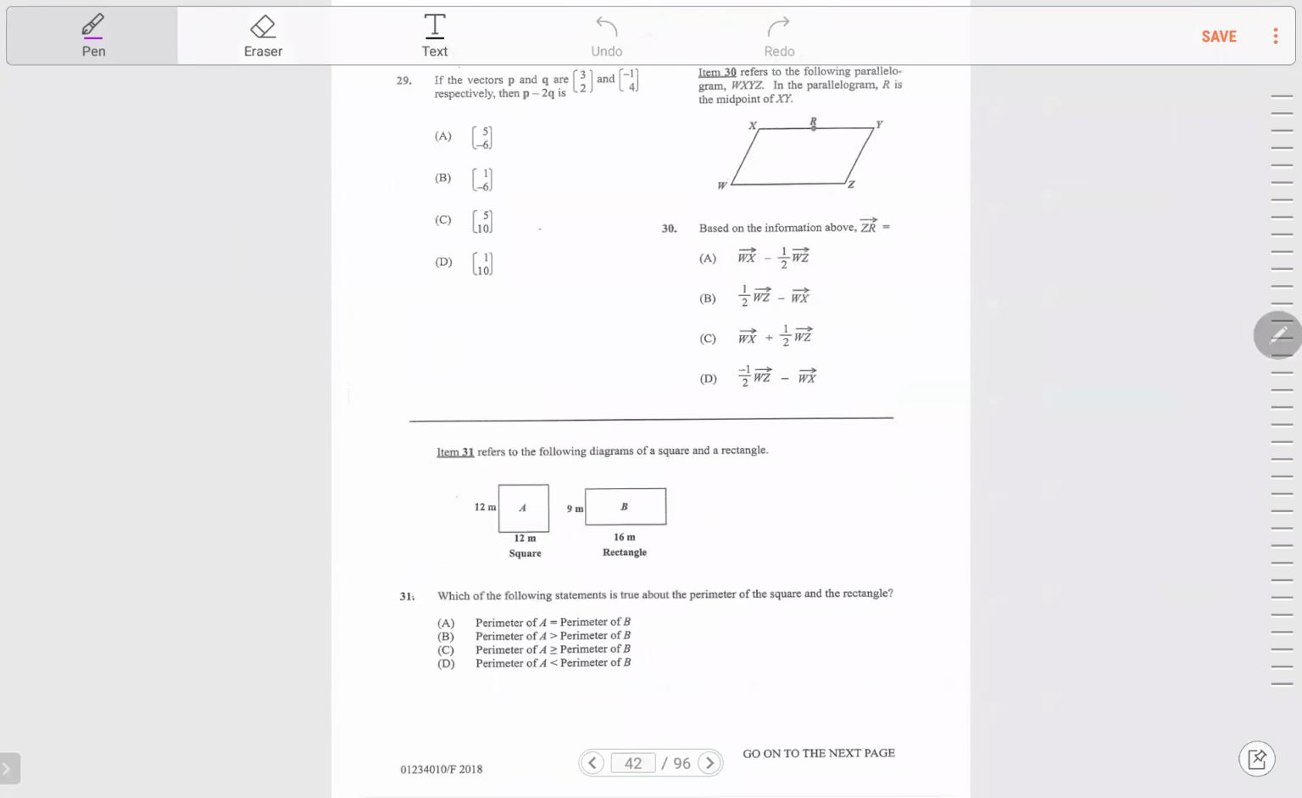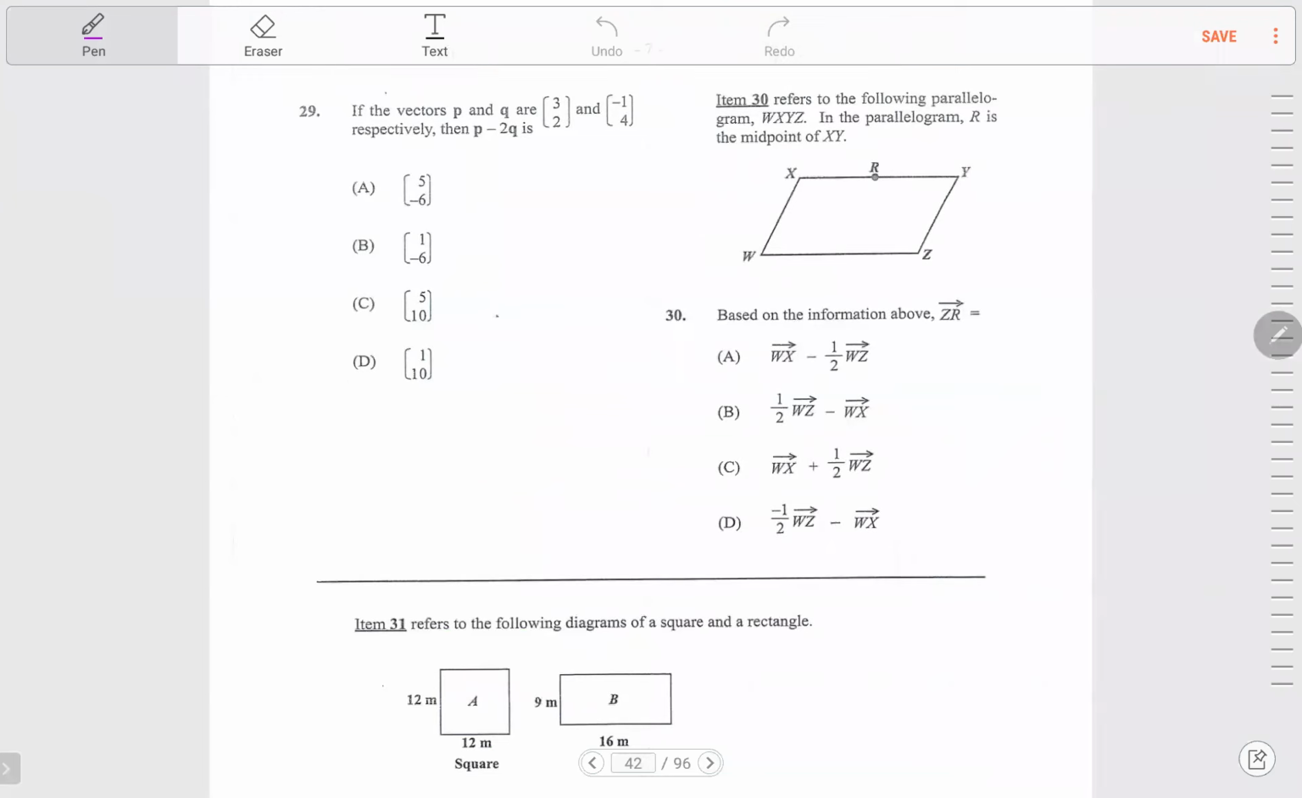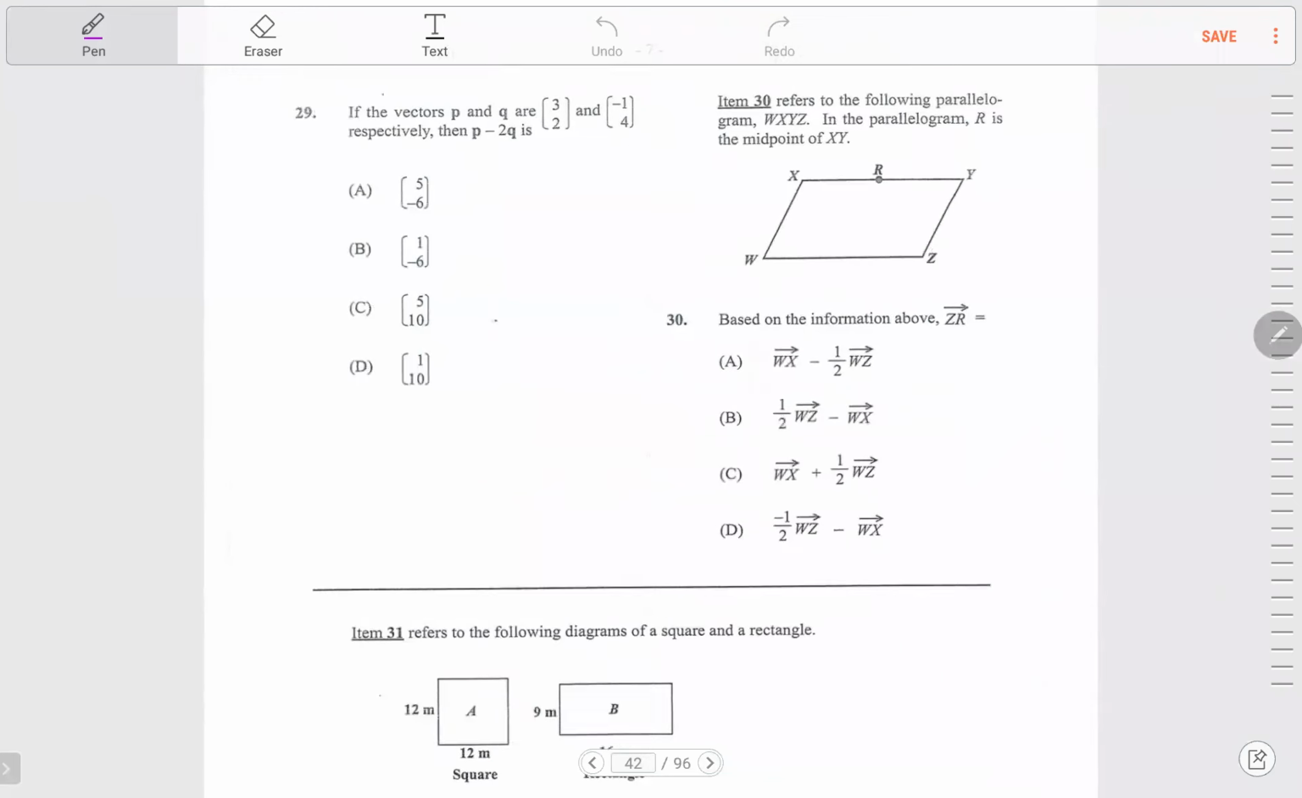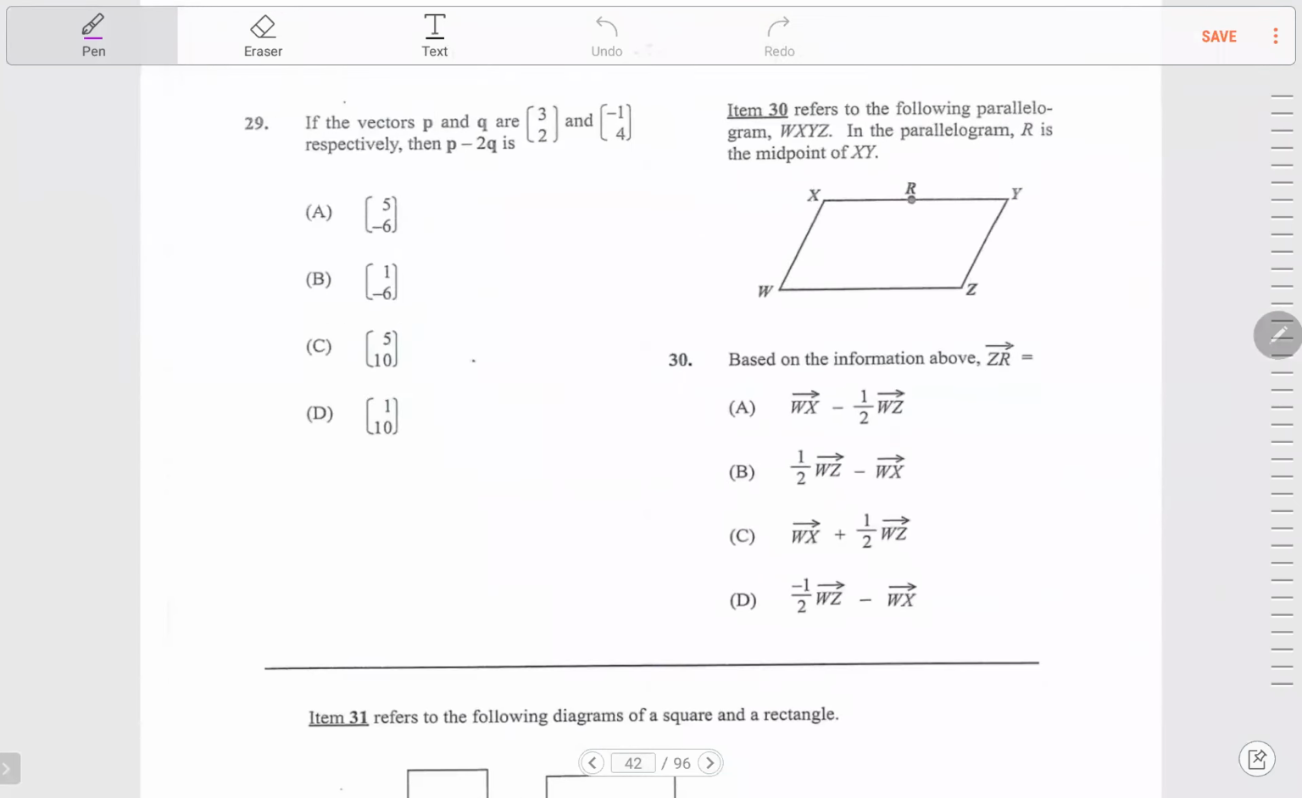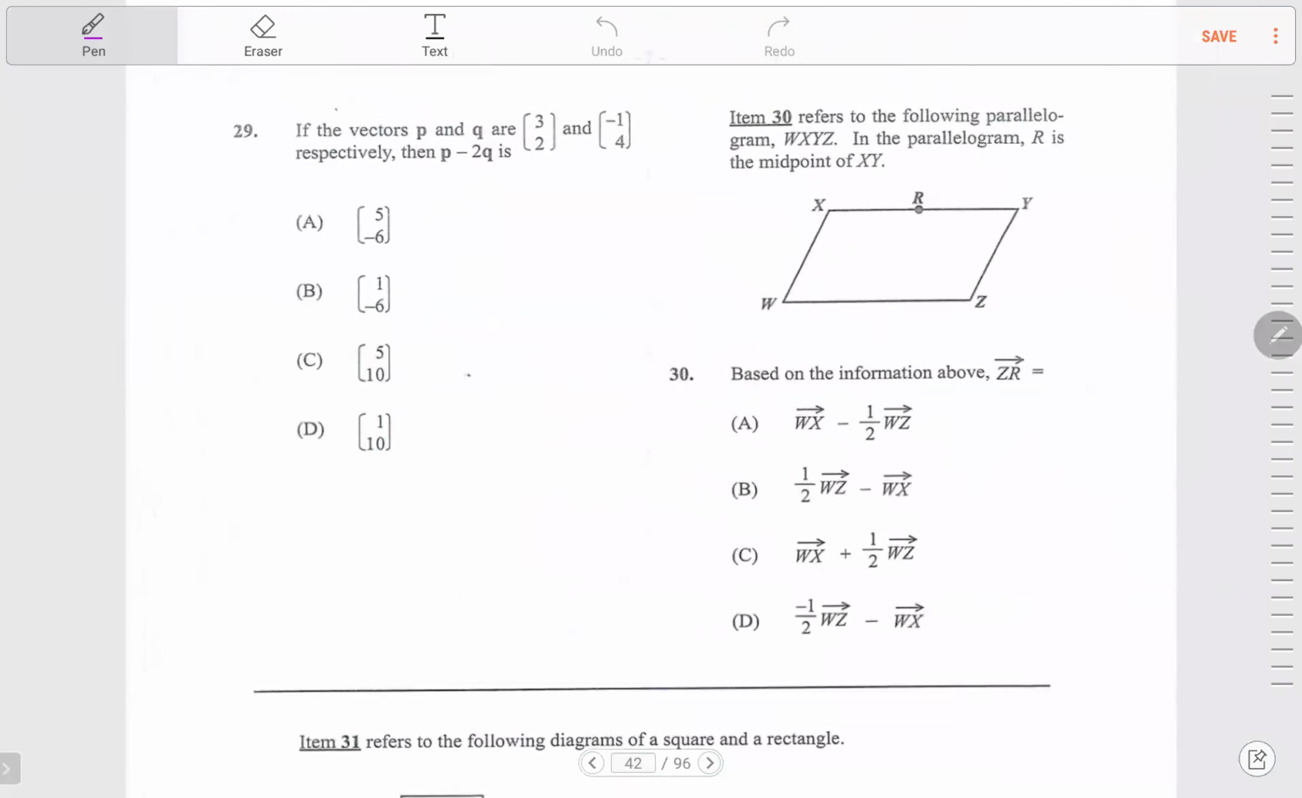So we'll come now to number 29. Number 29 says, if the vectors P and Q, oh, we did this question earlier. All right, we did this question earlier, and the answer was 5, negative 6. All right. Then we come to number 30.